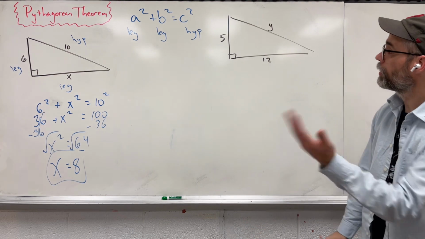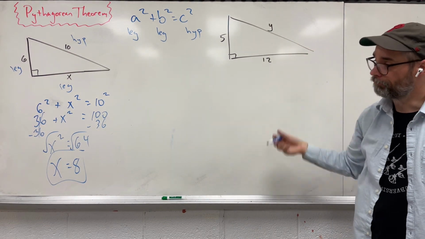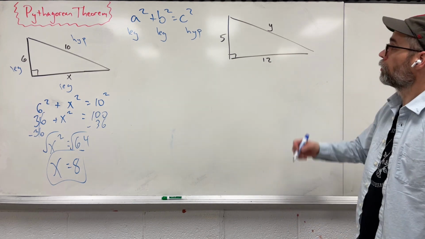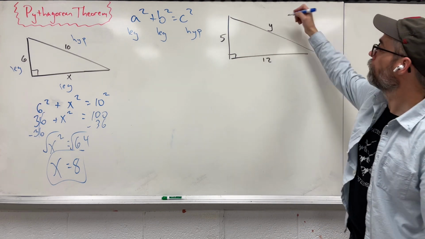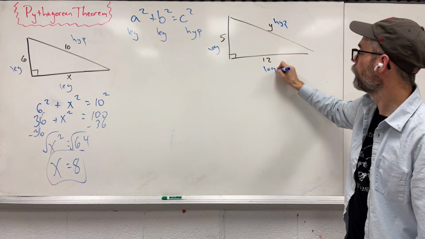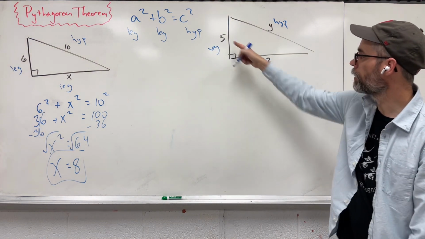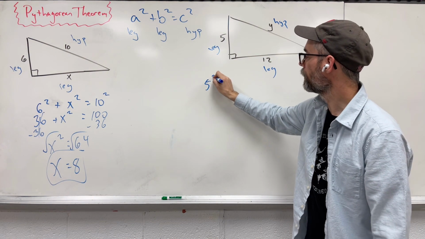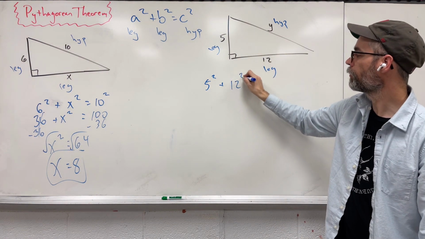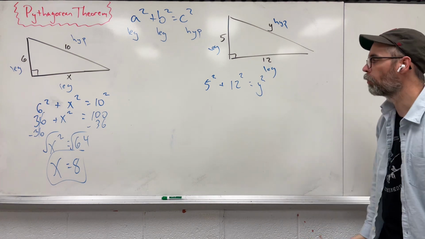Okay, what happens if instead of having a missing leg, we have a missing hypotenuse? Well, it's really just a matter of plugging all those same numbers back in. So again, across from the right angle, we have our hypotenuse, leg, leg. I don't care the order. Let's just plug them in. So A is one of these numbers. I'm going to say 5 squared plus my other leg, 12 squared, equals hypotenuse y squared. That's what we're going to figure out, what that y is.